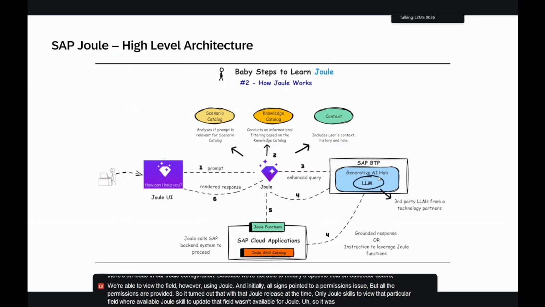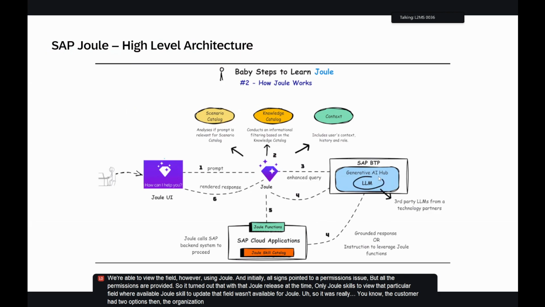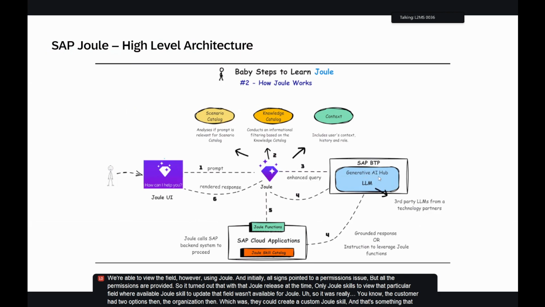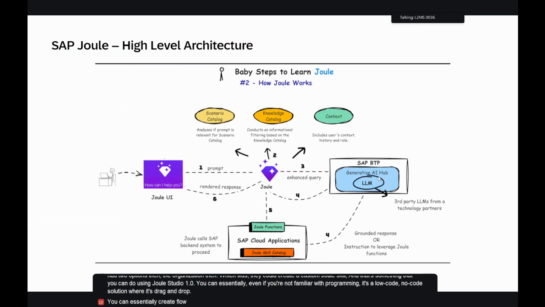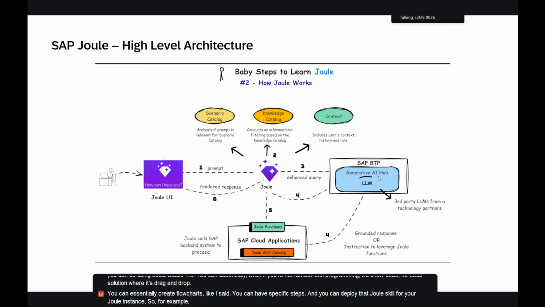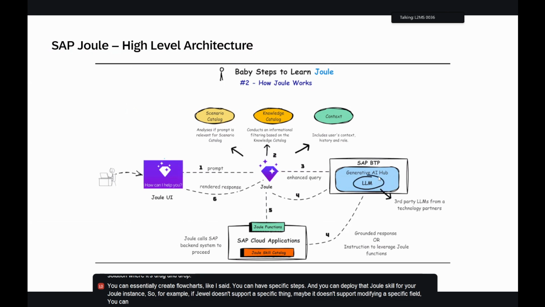So the organization had two options then, which was they could create a custom Joule skill, and that's something that you can do using Joule Studio 1.0. Even if you're not familiar with programming, it's a low code, no code solution where it's drag and drop. You can essentially create flowcharts, like I said. You can have specific steps, and you can deploy that Joule skill for your Joule instance. So, for example, if Joule doesn't support a specific thing, maybe it doesn't support modifying a specific field, you can create a custom Joule skill and deploy that for your Joule instance. So your Joule can now do what it couldn't do before.